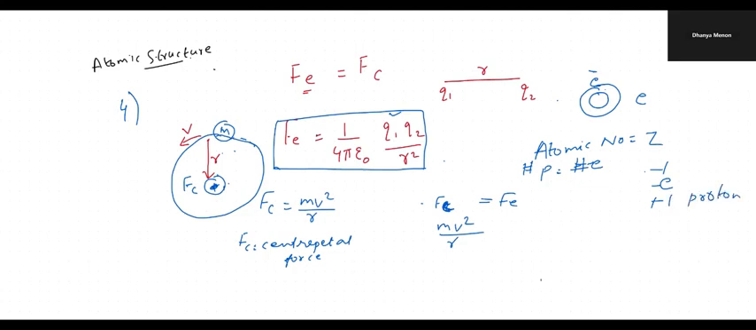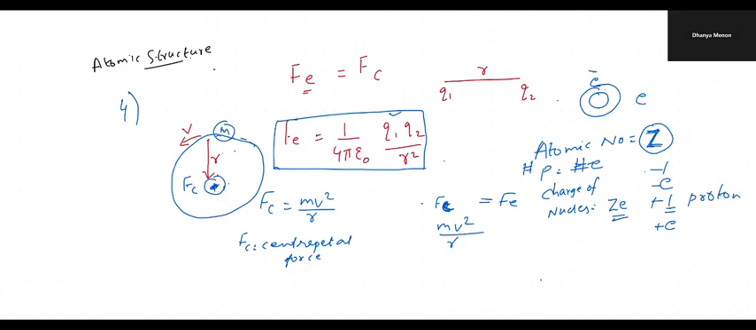Okay, so in this case, we will represent the charge of the nucleus as Ze. Why Ze? Because if the atomic number is Z, that means there are Z number of protons. So Z number of protons times what is the charge of the proton? +1. It is also represented by E. So I'm taking it as Ze.